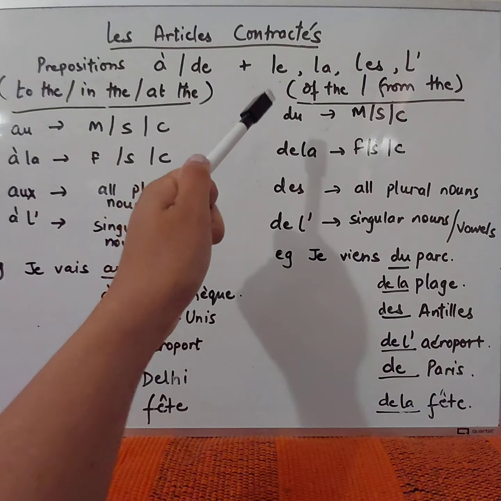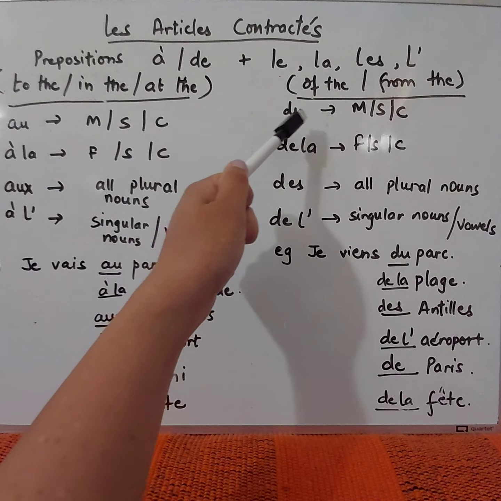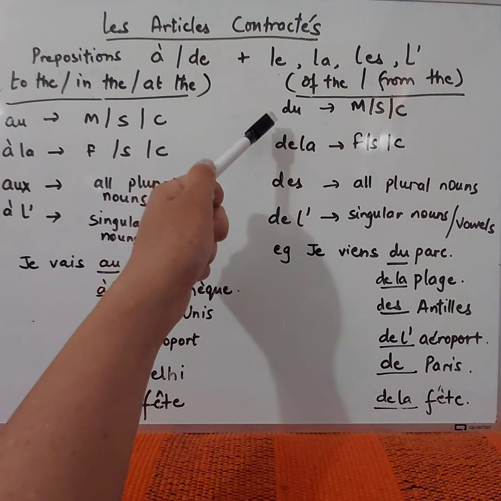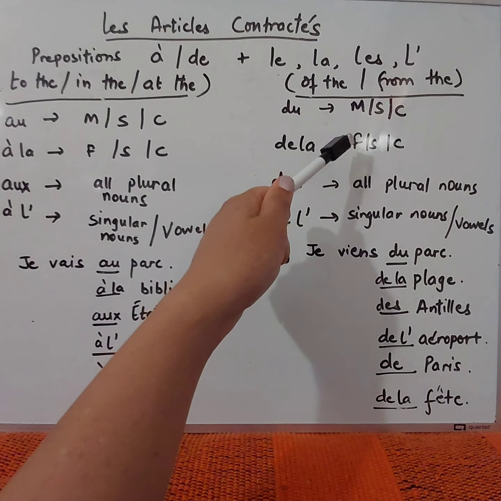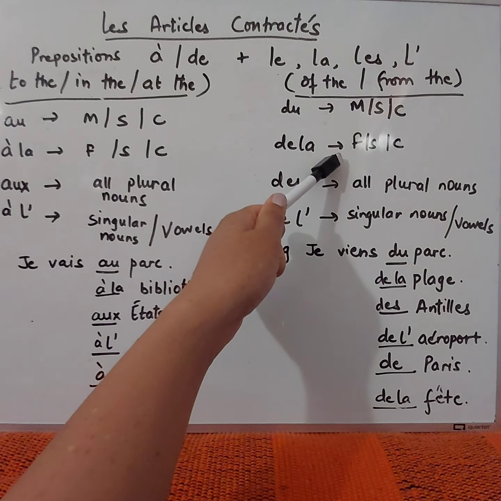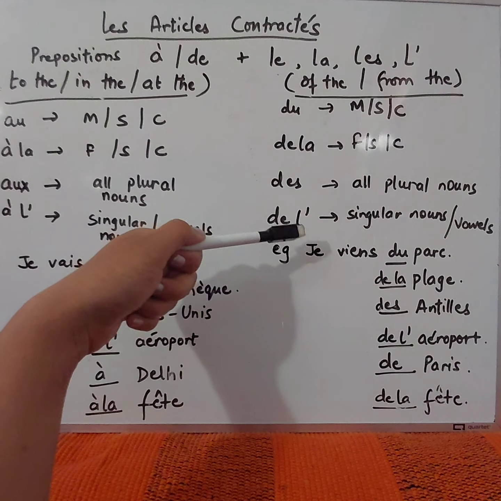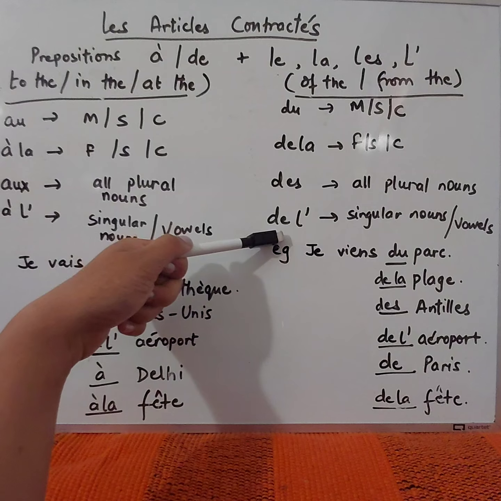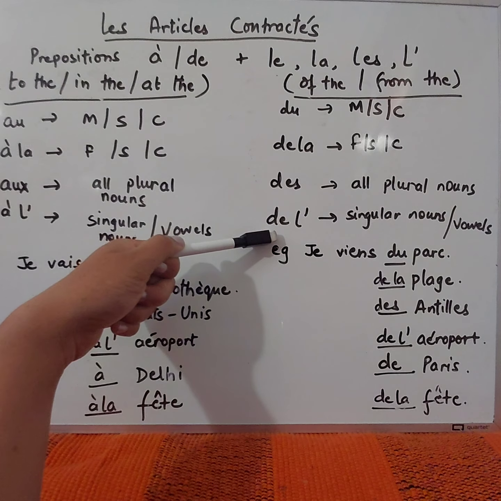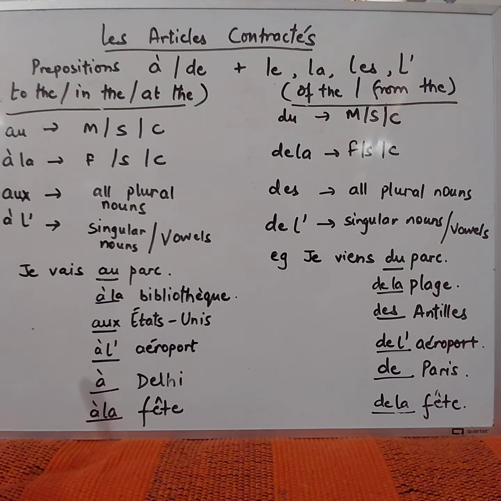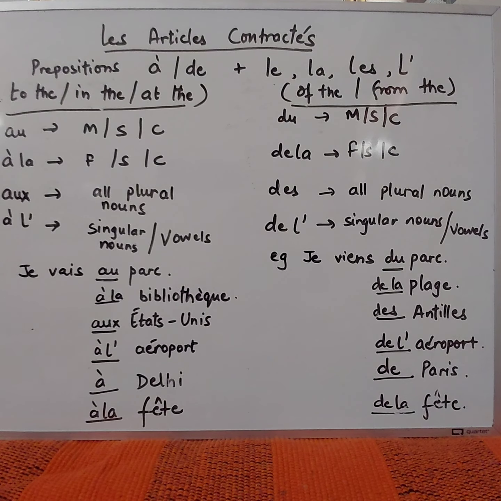Similarly, du is used for masculine singular nouns beginning with consonants. De la is used for feminine singular nouns beginning with consonants. Des is used for all plural nouns, and de l' is used for singular nouns beginning with vowels, right? Now let's understand that with the help of examples, right? Let's say I have to say I go to the park or I'm going to the park.